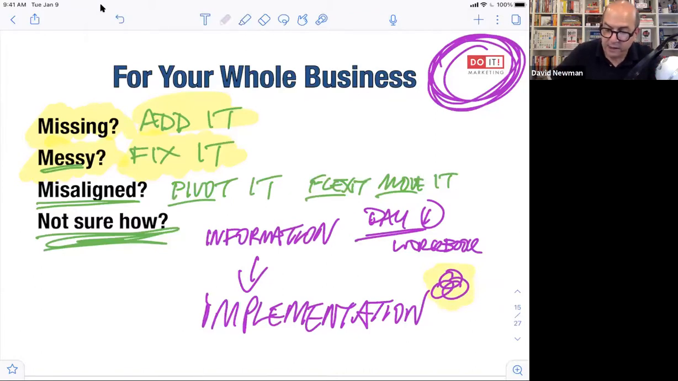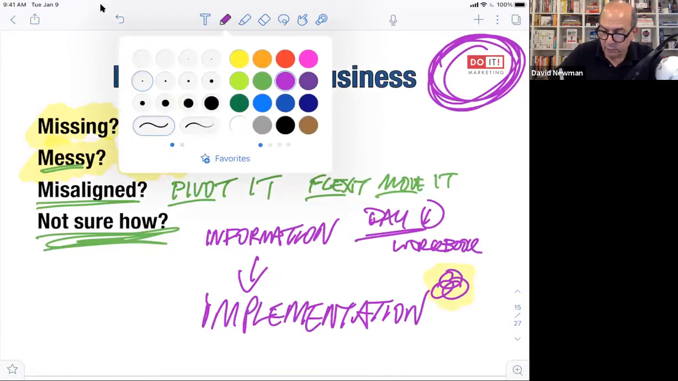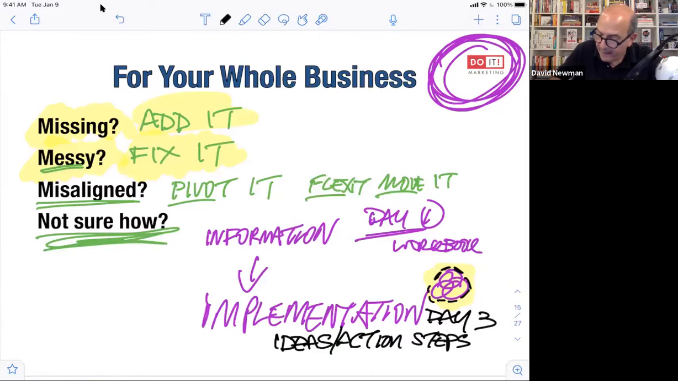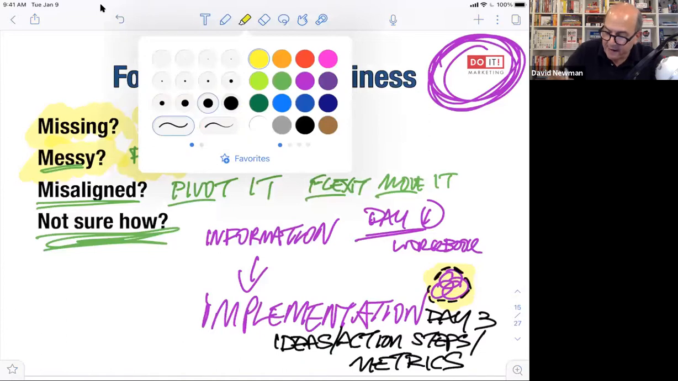By day 3, if I change colors here, everything is filled in. You know what to do here and here and here and here and here and here and here and here. And you have ideas, action steps, and metrics for each one of these. This is what's missing in 99% of conferences. 99% of conferences, you know where they stop? They stop here.